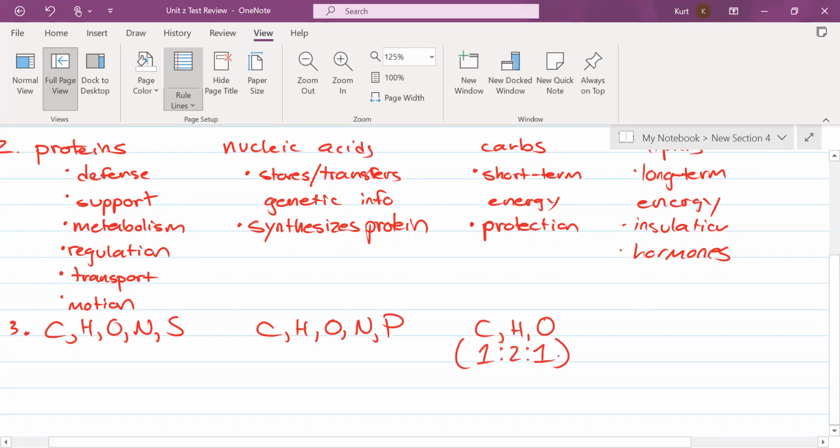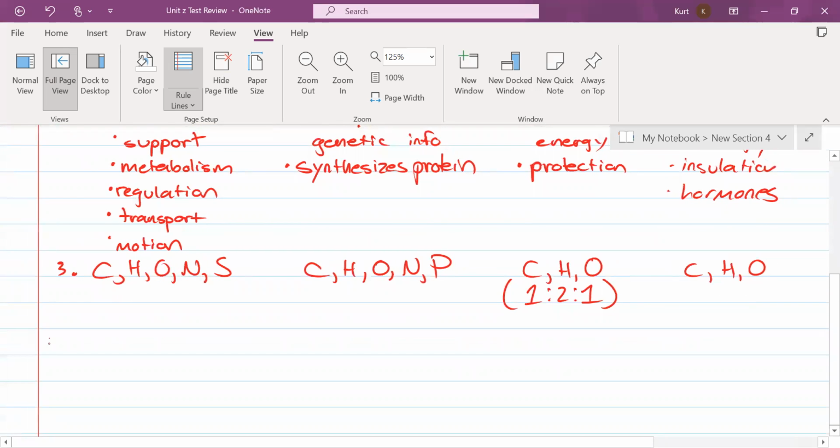And Dylan, can you tell me the elements found in lipids? Carbon, hydrogen, oxygen. Is there a ratio? No, there isn't. What element is very scarce in lipids? Oxygen. Okay, good.